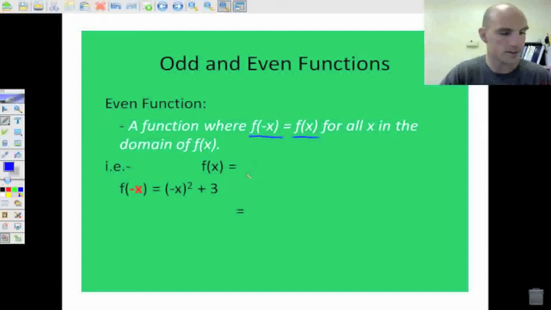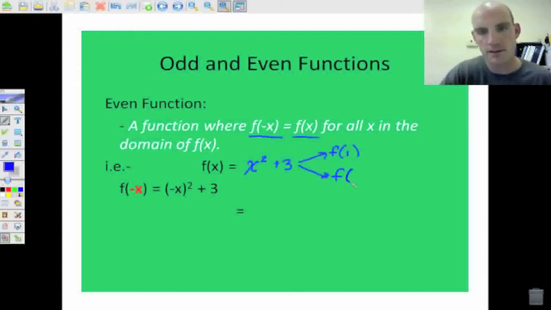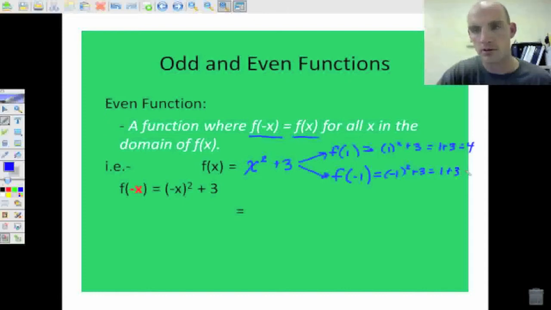For example, look at this. If f of x is equal to x squared plus 3, we're going to look at two cases. We're going to look at f of 1, and we're going to look at f of negative 1, and you're going to see how this works. So f of 1 is going to equal 1 squared plus 3, which is 1 plus 3, which is 4. Okay, so f of 1 was equal to 4. Now we're going to do the function of the opposite, so we're going to have negative 1 squared plus 3, which is equal to 1 plus 3, which is equal to 4.